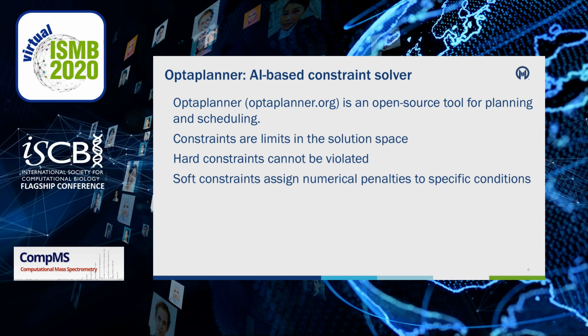Optiplanner is an AI-based constraint solver. It's an open source tool for planning and scheduling. Within the system, the user can define constraints, which are limits to the searching in the solution space. There are 2 types of constraints: hard constraints that cannot be violated, and soft constraints, which assign numerical penalties to specific conditions.